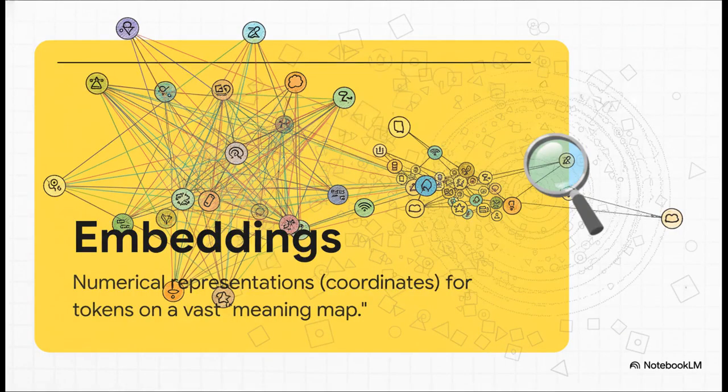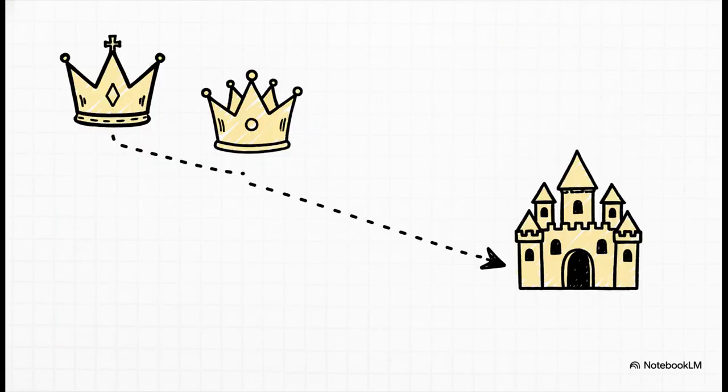But just giving a word a number isn't nearly enough. We have to capture its meaning. And this is where the really cool part begins. This is where embeddings come in. I want you to picture a giant multi-dimensional map, a meaning map, where every single token is given its own precise set of coordinates. So on this map, words that mean similar things, like king and queen, are placed super close to each other. And related ideas, like king and palace, they're also nearby, but their coordinates show a different kind of connection. It's the distance and the direction between all these points that mathematically represents their relationship to each other.